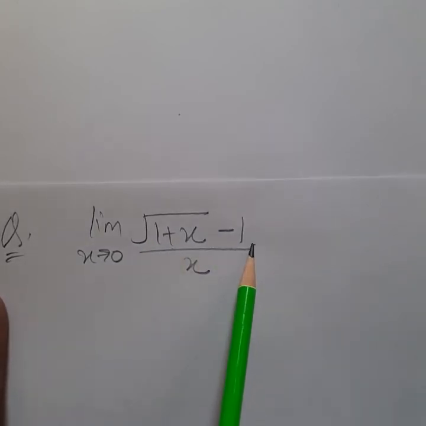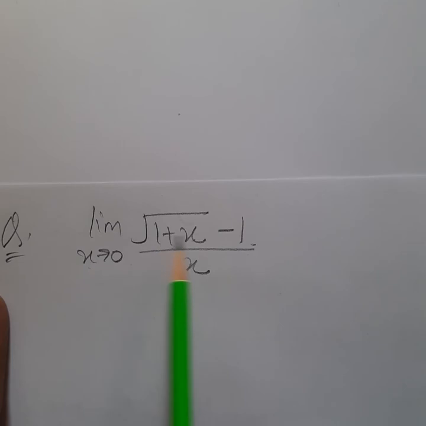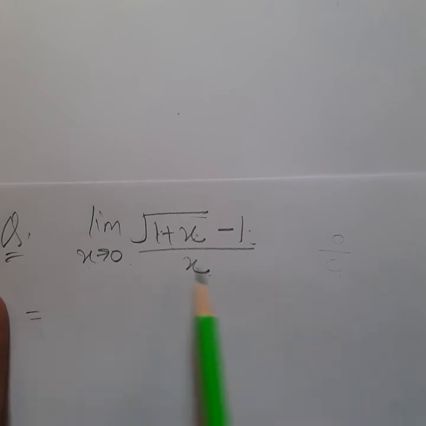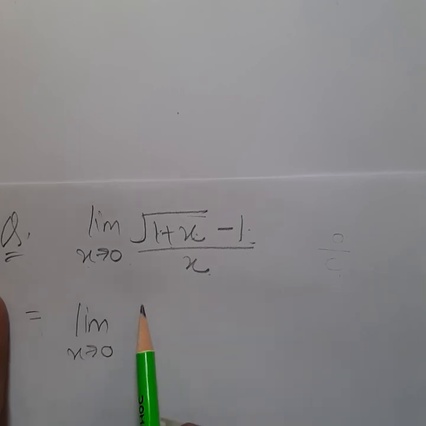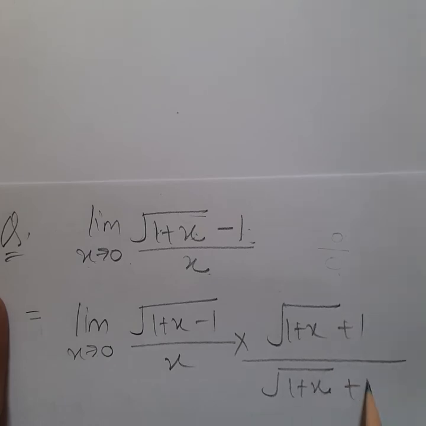We can't factorize it, and also we can't put the value 0 directly, because you can see that 1 plus 0 is 1, and square root of 1 is also 1, and 1 minus 1 is 0, and in the denominator when you put the value of x as 0, then again you find the indeterminate form. To overcome this problem, we have to rationalize this function, and for rationalizing it, we have to write square root of 1 plus x plus 1 in the numerator, and in the denominator also square root of 1 plus x plus 1.